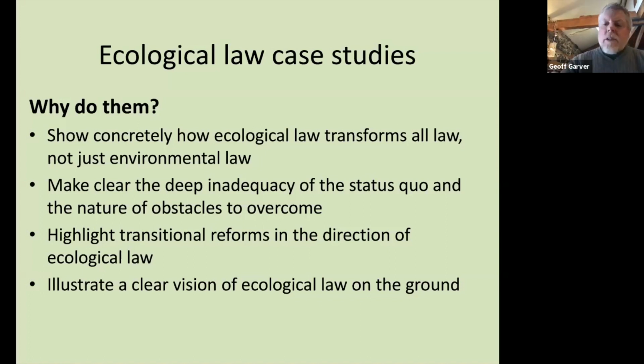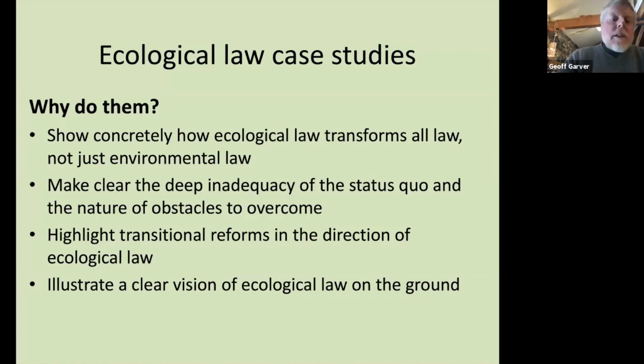But if you have a system of law which is ultimately ecocentric and which is governed primarily by ecological primacy in decision making, then it becomes a logical follow-up that it has to apply to all areas of the law and not just environmental law. So part of what we're doing here is to try to make that more concrete and clear.